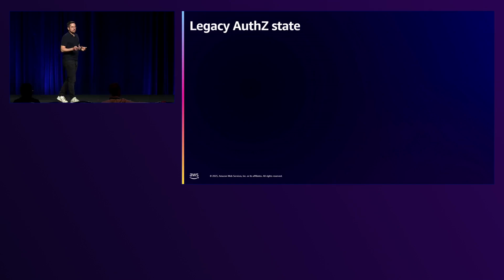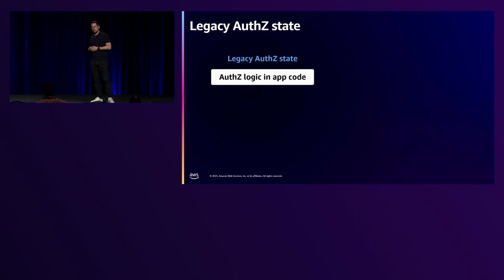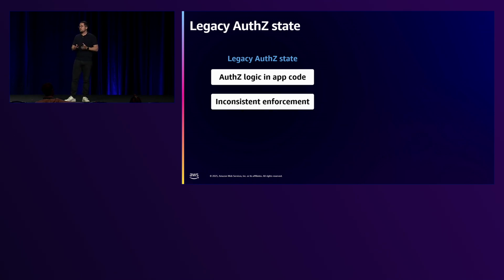So let me just summarize what this legacy or traditional authorization state looks like, and then build upon that how we can modernize this. So in our traditional way, we have our authorization logic built into our application code. So it's entangled with our business logic. We might also have inconsistent enforcement, so different programming languages, different users, different teams managing those and implementing slightly different logic.